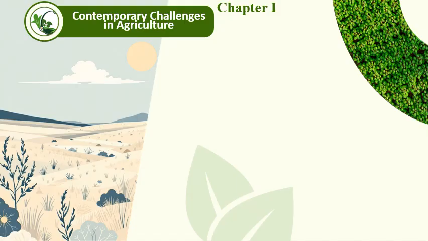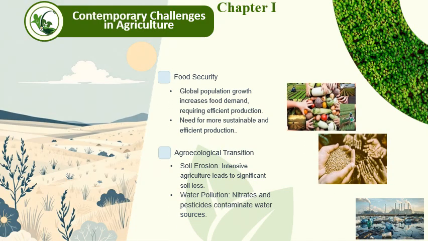Another challenge is food security. As the global population continues to grow, the demand for food is increasing, which requires more efficient and resilient production systems. This is why agroecological transition has become essential. We need farming systems that can produce enough food while preserving soil, water, and environmental quality.